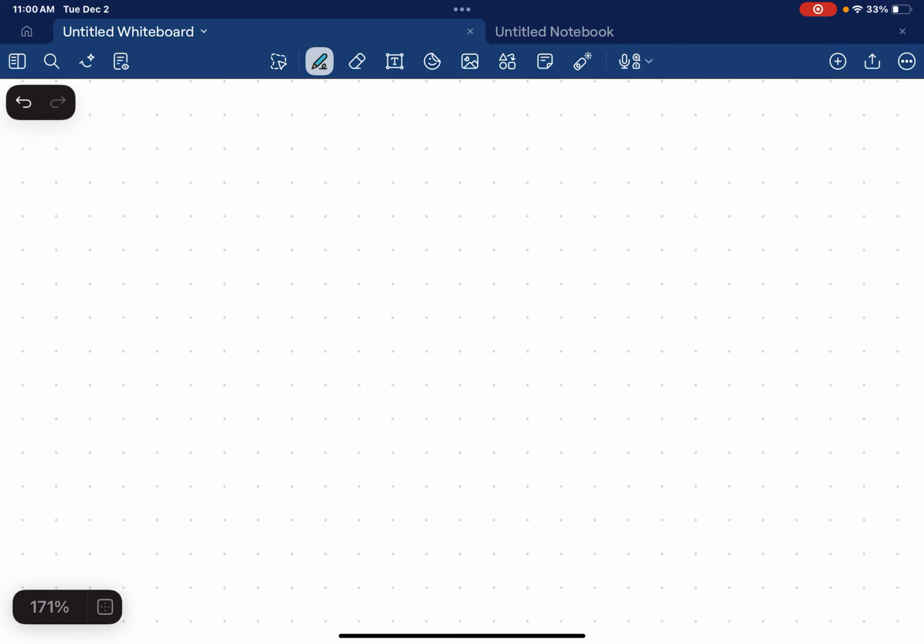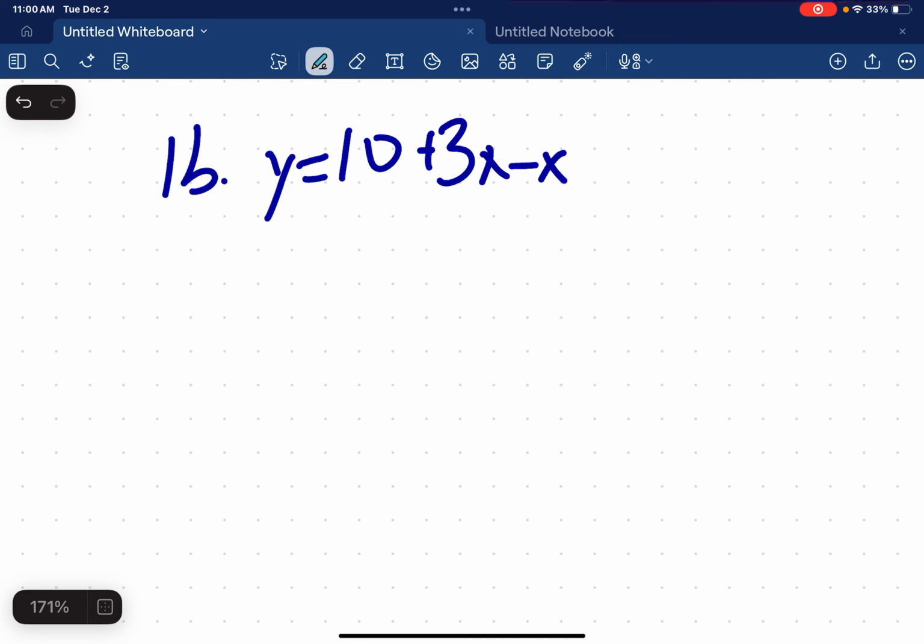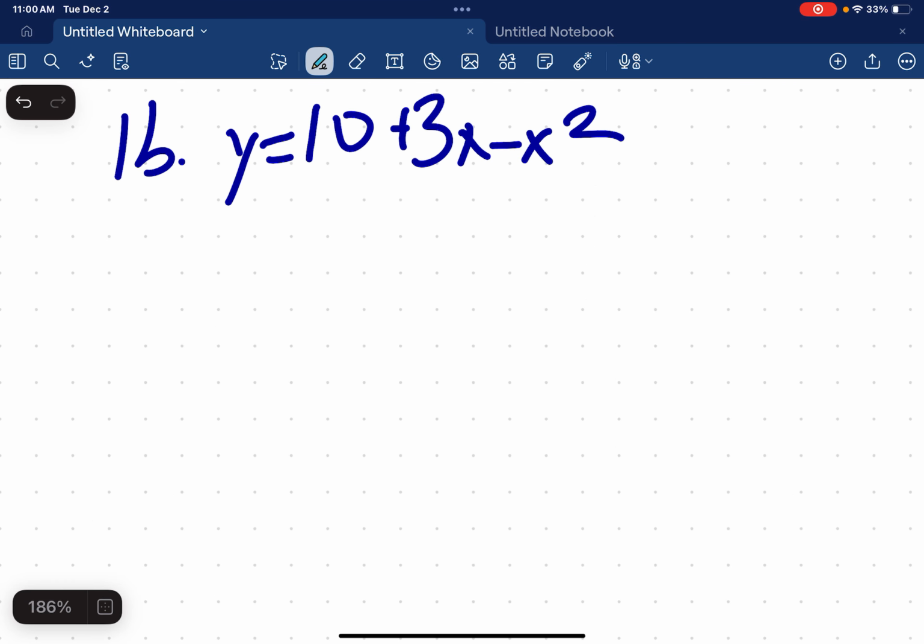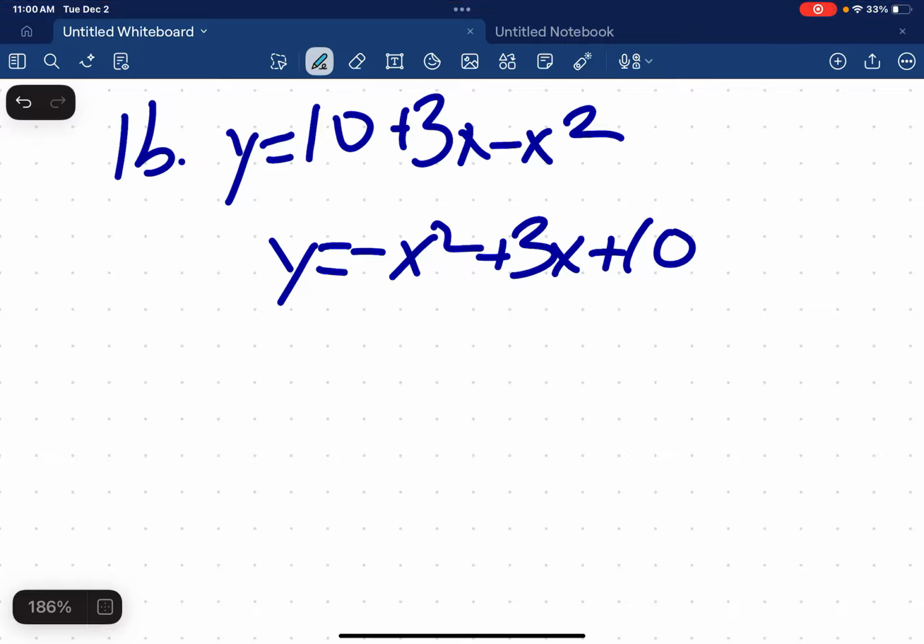On to the next one, we have 1b. The quadratic here for this one is y is equal to 10 plus 3x minus x squared. We're going to rewrite this as y is equal to negative x squared plus 3x plus 10. And for the axis of symmetry, we're going to basically do what we did last time.